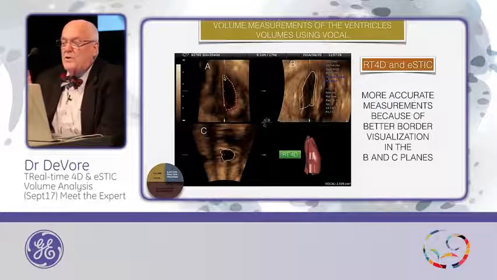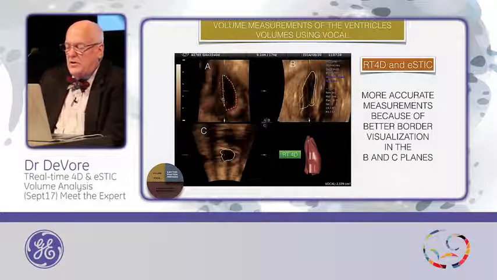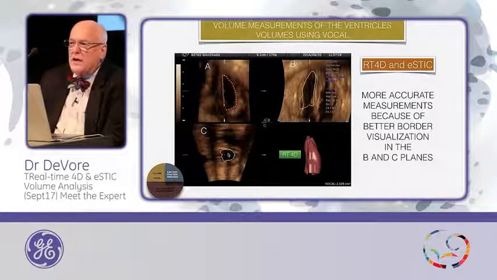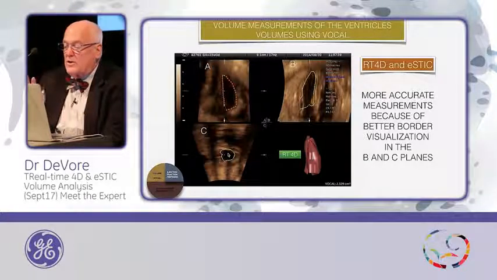Well, with a higher resolution in the real-time 4D and the eSTIC, look at here, this is now a complete tracing that we finished as we computed the volume. The boundaries are really crystal clear. As you rotate around that axis to make your trace, there's no more guessing of what you're seeing. There's no more wondering where I am. It's there to be seen just clear as day. So this is a real advantage.